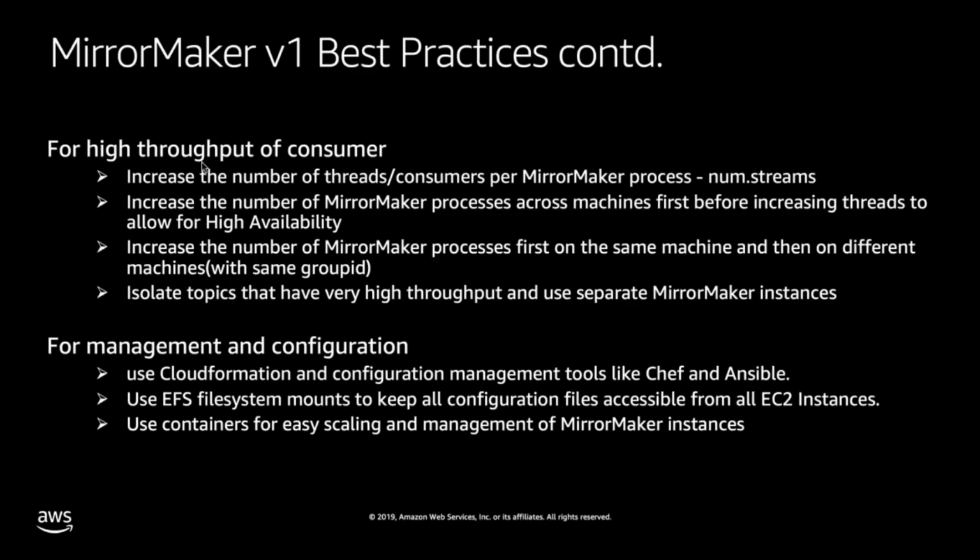When running MirrorMaker on multiple machines, the configurations have to be copied to each machine and kept in sync. To do that, it might be best to use CloudFormation and other config management tools like Chef and Puppet to make sure the configurations are in sync, or use a shared file system like Amazon EFS, the Elastic File System, to keep them in sync. One other way to ease the management of MirrorMaker is to use containers. Containers provide an easy, scalable, and cost-effective way to scale the throughput of MirrorMaker and can be used with other AWS services like Amazon ECS, AWS Fargate, and Amazon EKS.